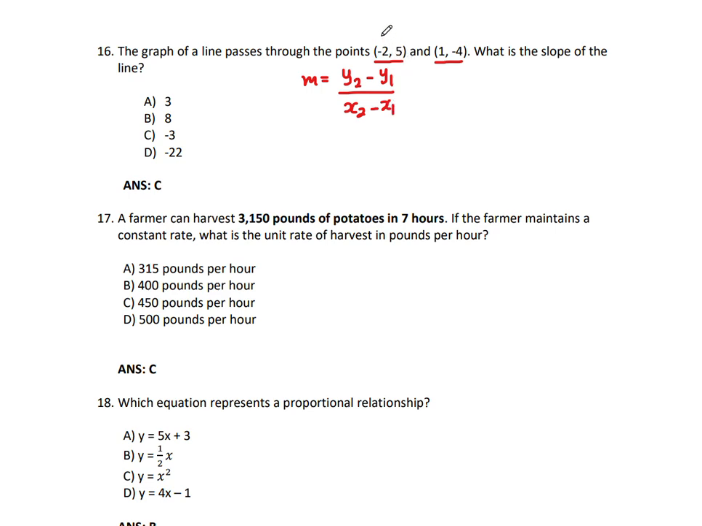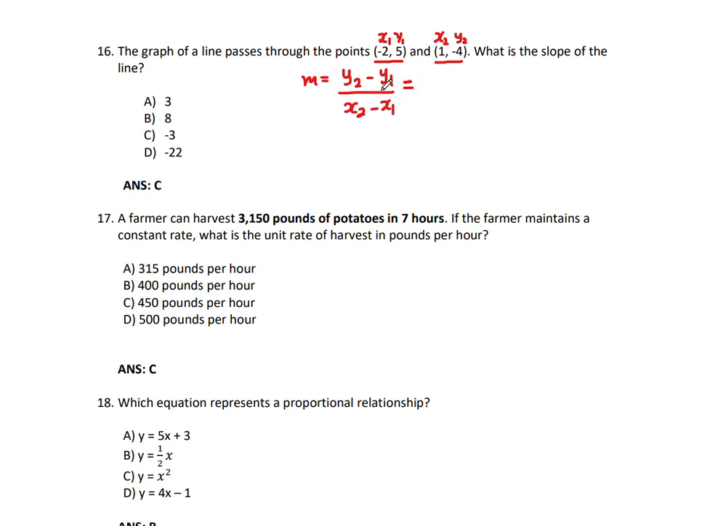So one very important task that we need to do is to label the coordinates that we're given. So we label one pair of coordinates as x1, y1, and we label the other pair as x2, y2. Now it doesn't matter which pair you label as ones and which pair you label as twos, just be consistent. You'll get the same answer either way.